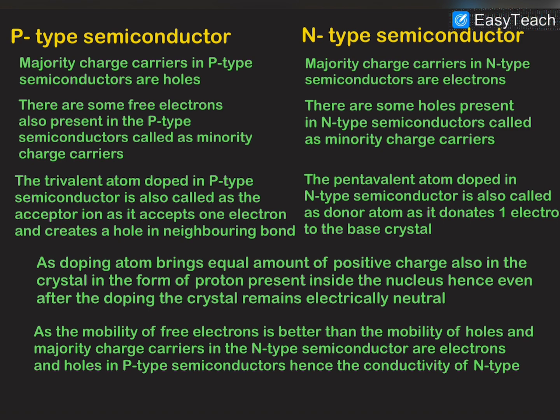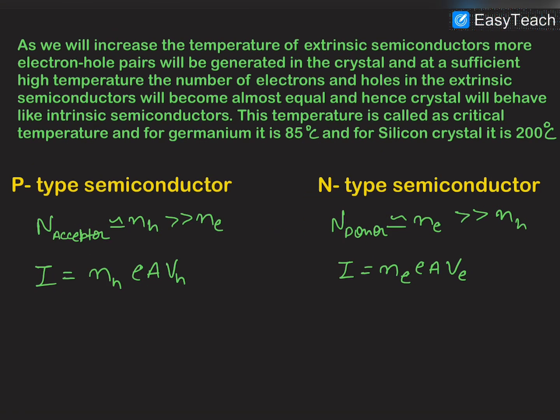And in p type of semiconductor, the majority charge carriers are holes, and in n type of semiconductors, the majority charge carriers are electrons. So we can say that the conductivity of n type of semiconductor is better than the conductivity of p type of semiconductor, due to the electrons which are present in the n type as majority charge carriers.